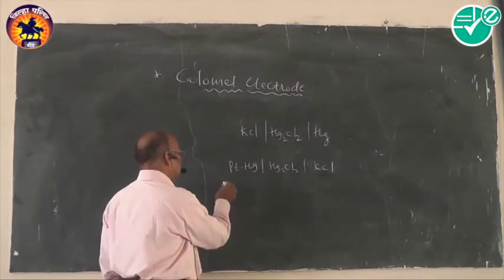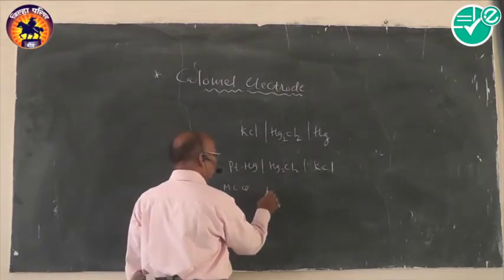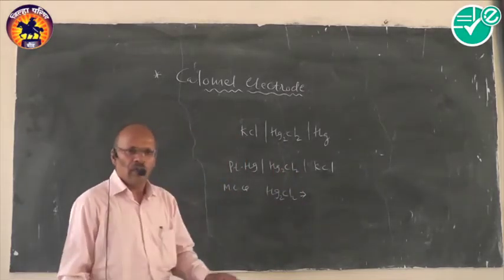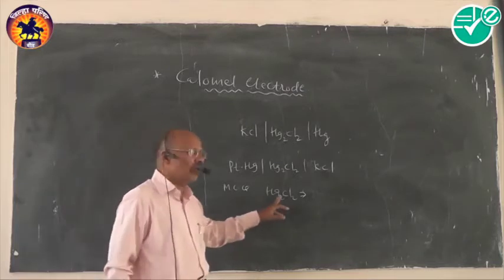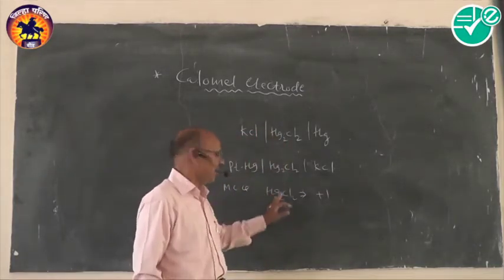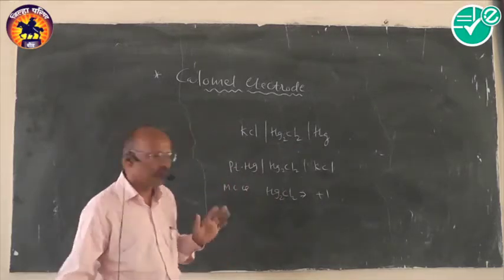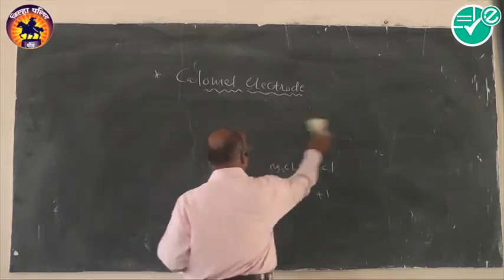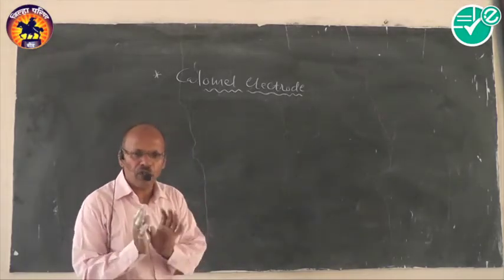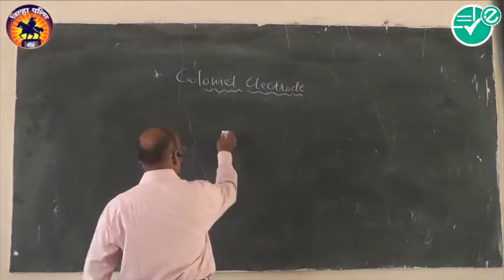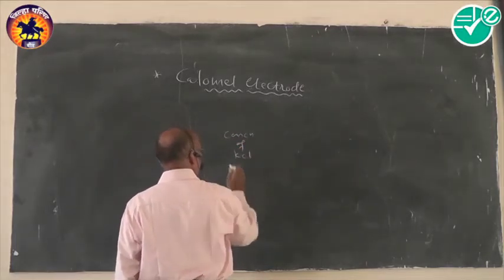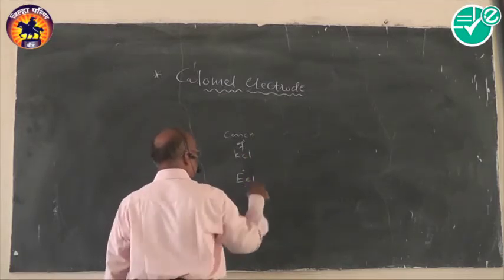Now, from an MCQ point of view, mercurous chloride is generally called calomel. The oxidation state of mercury in calomel is always +1. You have to state this point as an MCQ point. Remember this one. Okay. After this, let us see how the potential varies with the concentration. So you have the concentration of KCl which is to be used, and the standard electrode potential.